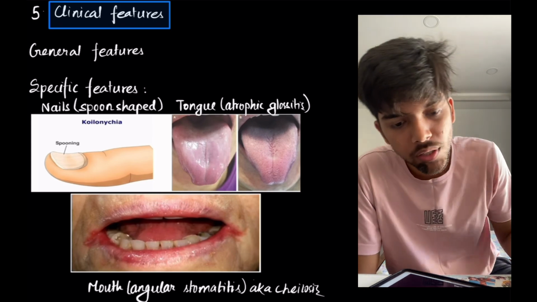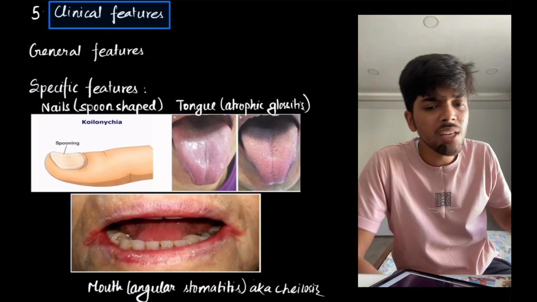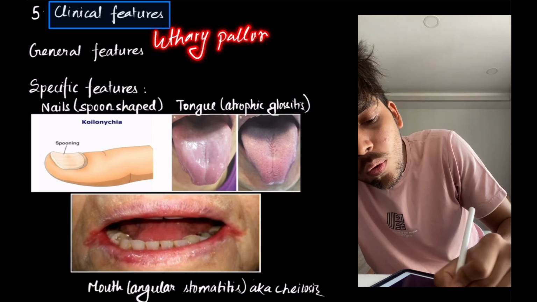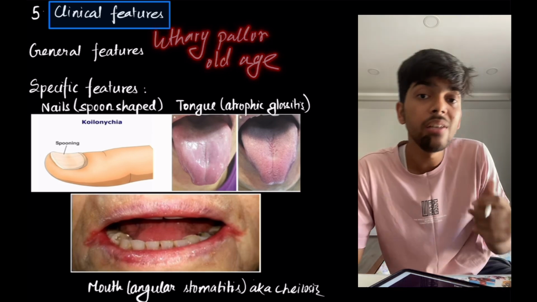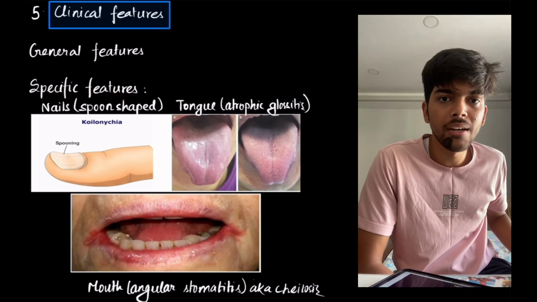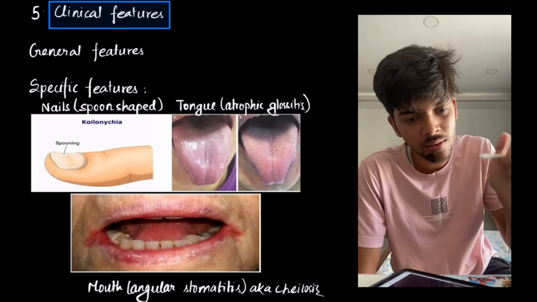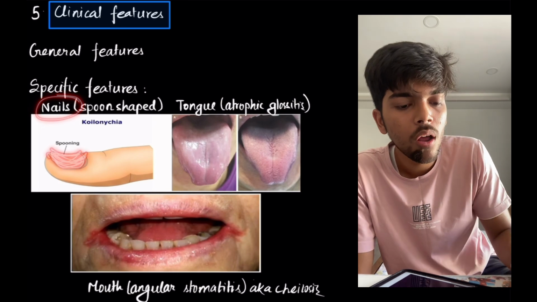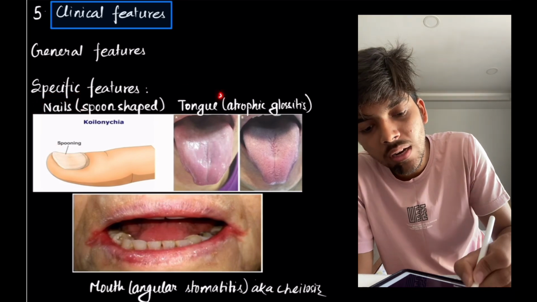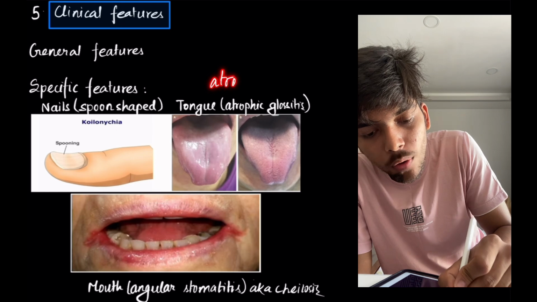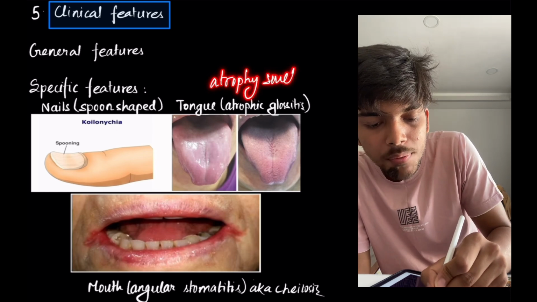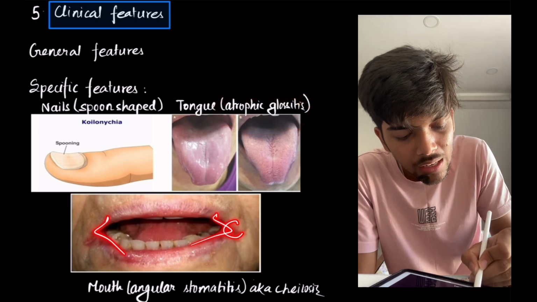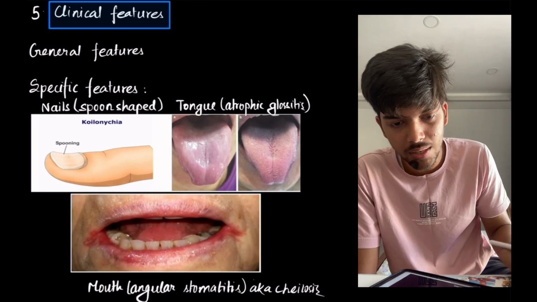Okay, now clinical features. You can mention all the general features of anemia, that is lethargy, pallor, as well as old age problems related to the heart. Then you have specific features of iron deficient anemia seen at 3 different places. Number 1, nails, where spooning takes place, which is also called koilonychia. Then tongue, where atrophy and swelling take place. This is called atrophic glossitis. And in the angle of the mouth, where cheilosis or angular stomatitis takes place.